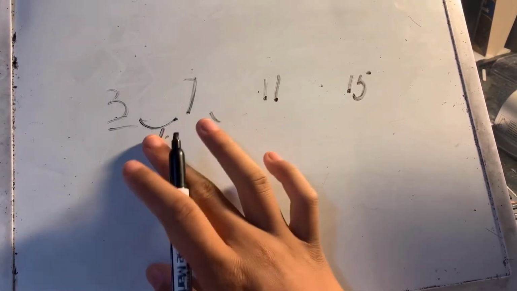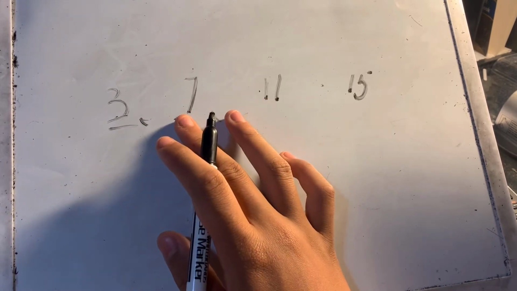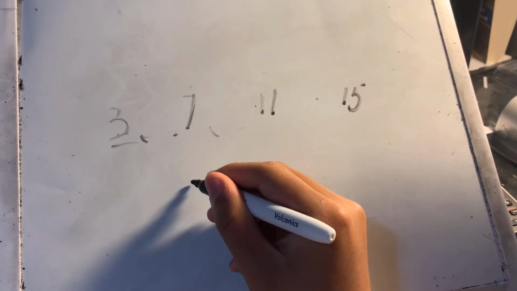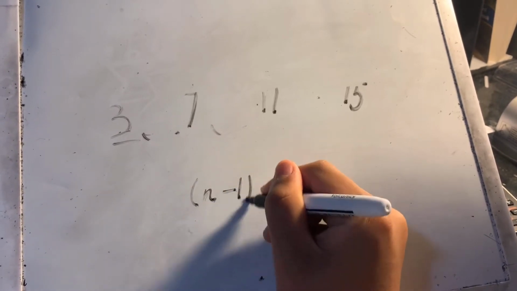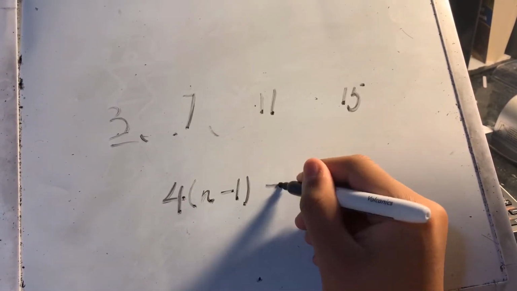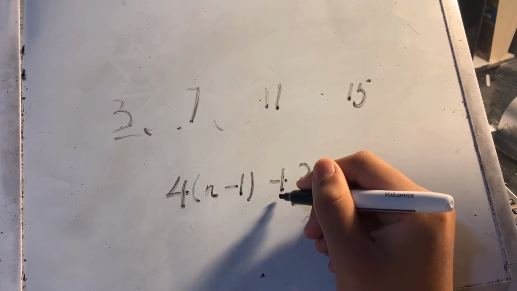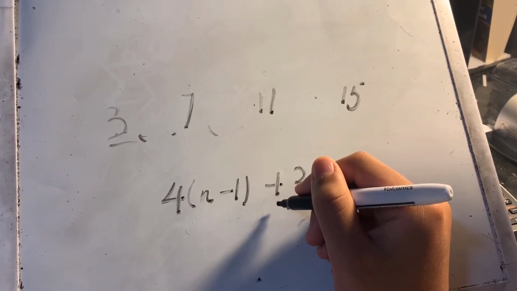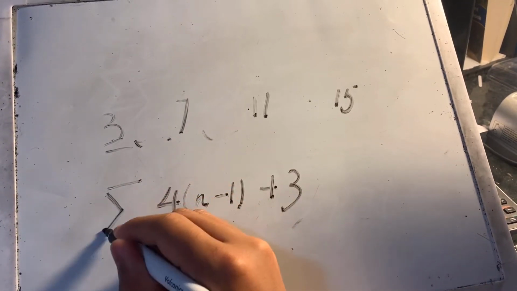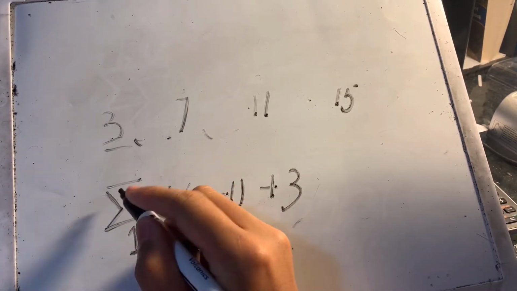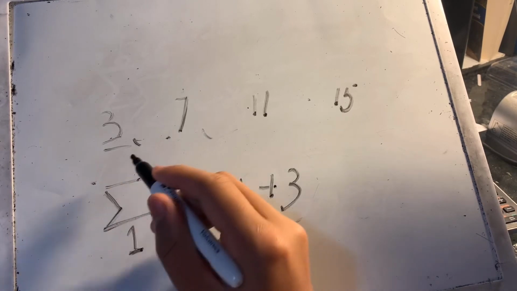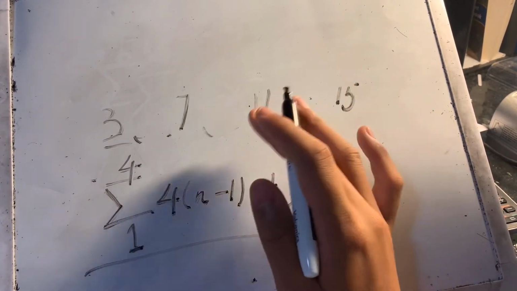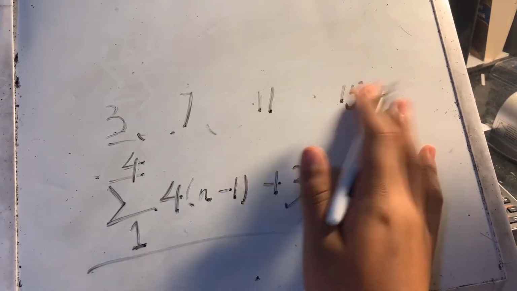Second, how do we write it in the series representation? Let's still use this: (n minus 1) times 4, plus 3. To do this, you only need to add a sigma here. If you want to calculate the first n terms, then you only need to do this and you are done. So this is how arithmetic works.